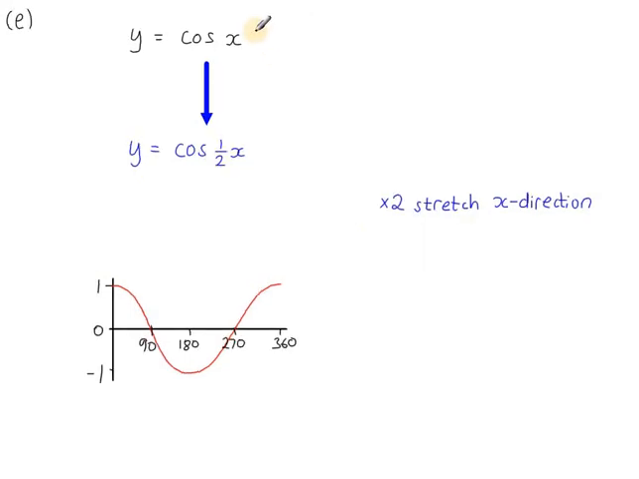Part E, the graph of y equals cos x is transformed to y equals cos a half x. So this time we have a times 2 stretch in the x direction, which means all of the x coordinates are multiplied by 2. We need to multiply all of the x coordinates by 2. So I'm going to replace these values with these new values here. So this is now the graph of y equals cos a half x.